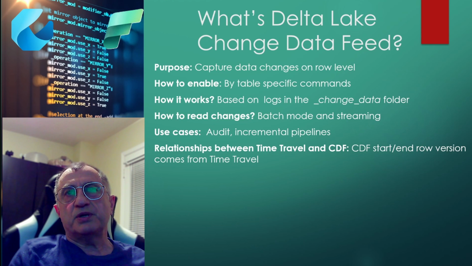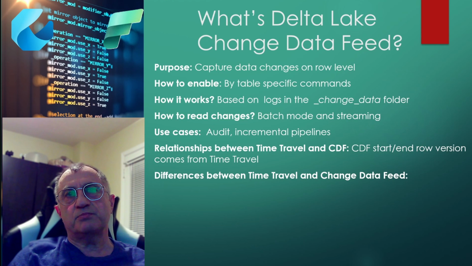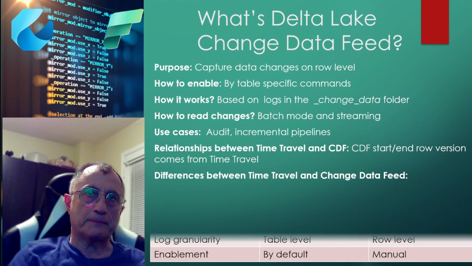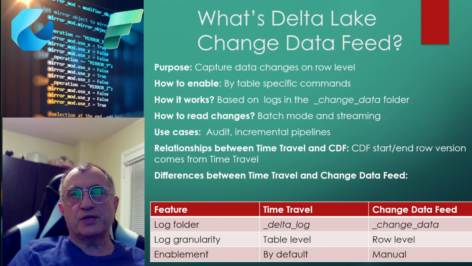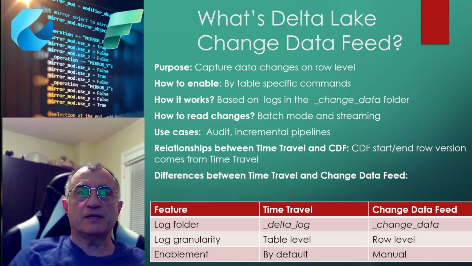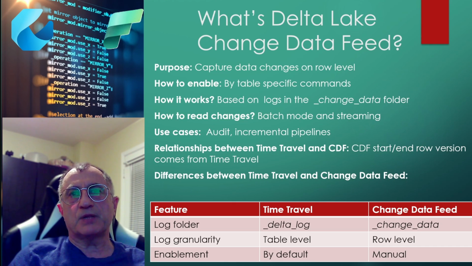There is a relationship between time travel and change data feed. As I mentioned earlier, change data feed syntax requires start and end row versions. So what are the key differences between time travel and change data feed? I already mentioned that these features keep track of your changes in different log folders. And the log granularity is also different. For time travel, logs contain table level changes, whereas change data feed tracks data on row level.